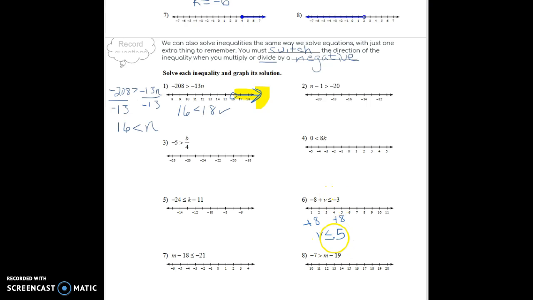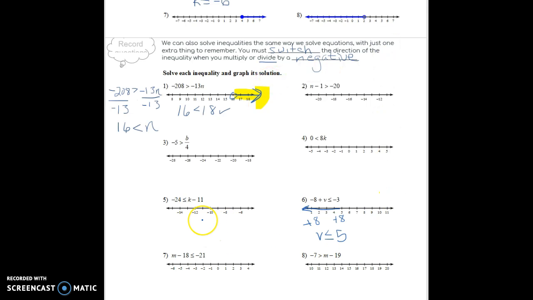5. Am I going to have an open or closed dot? That's right, I'm going to have a closed dot at 5. And then I'm going to shade to the side that makes it true. I'm going to try 1. 1 is less than 5. That's true. So I'm going to shade in this direction.